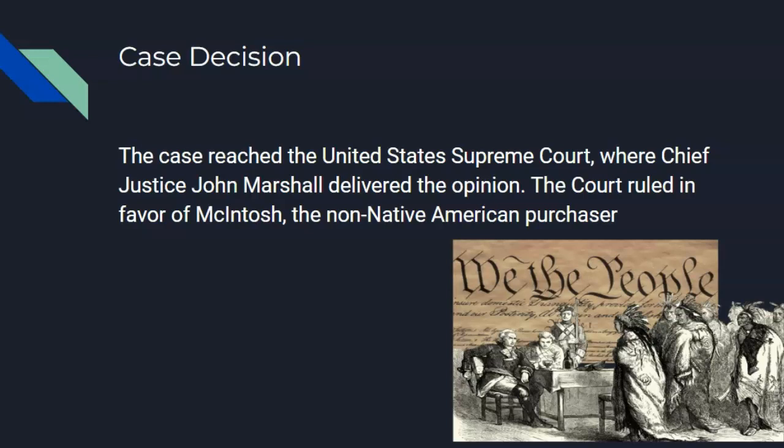So the main problem was Native Americans felt that it was not right of them being stripped from their land because of them being settled there. But the courts ruled that the doctrine of discovery states that European colonies can purchase lands regardless. So that's this case. I hope you learned something. Thank you for listening.